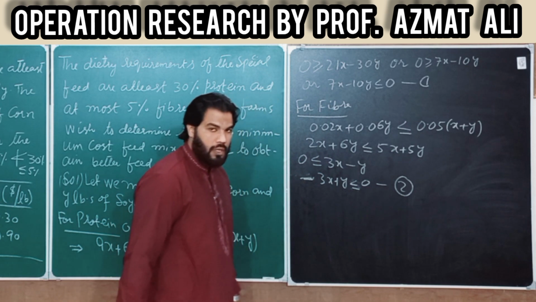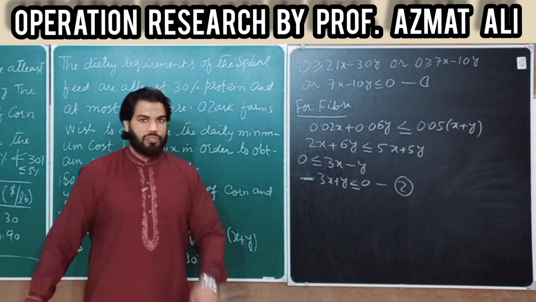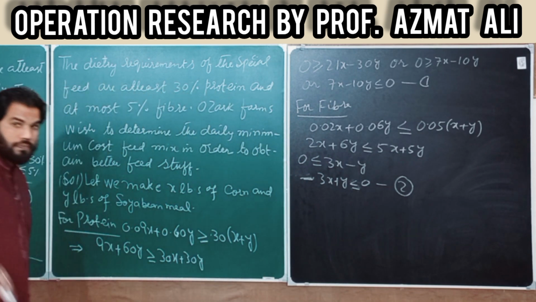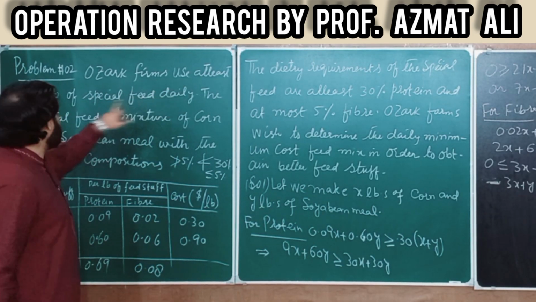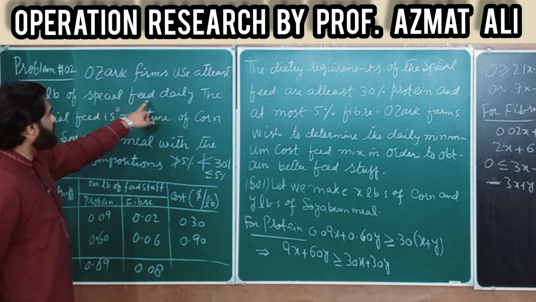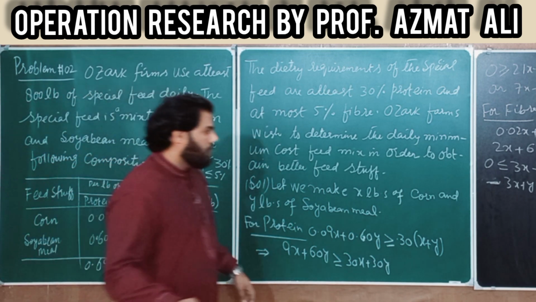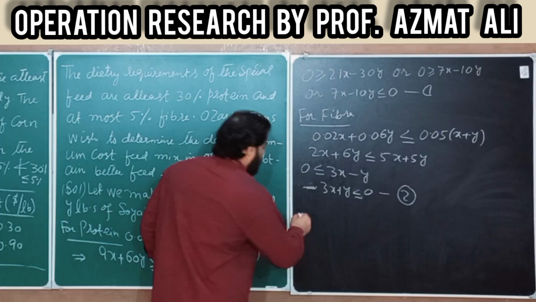Next, the last constraint. It is given that Ozark firm use at least 800 pounds of special feed daily. The third constraint is for total quantity.